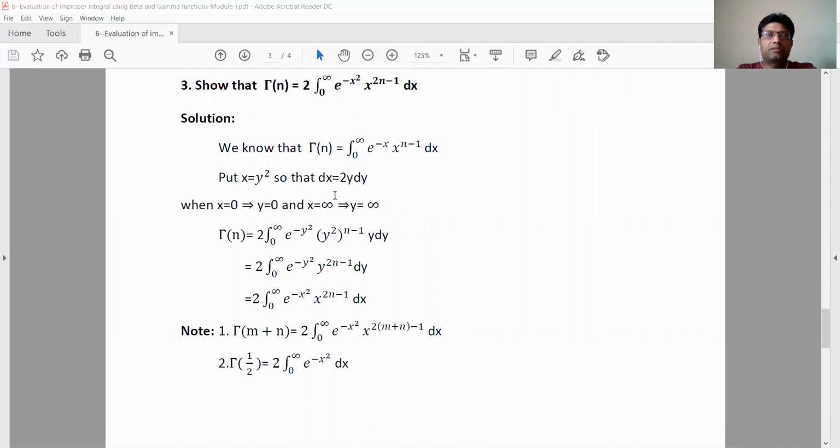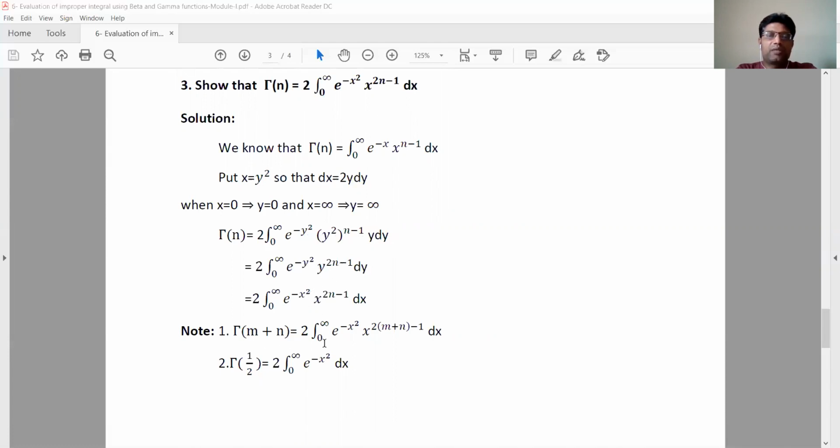Then gamma of n is the integral from 0 to infinity. Because of dx being 2y dy, 2 comes outside: e power minus y square, whole power n minus 1, y dy. So e power minus y square, y power 2n minus 1. Because of the power, it becomes 2n minus 2, and because of this y, it becomes plus 1, giving 2n minus 1. I am just changing the variable, which is nothing but this one.